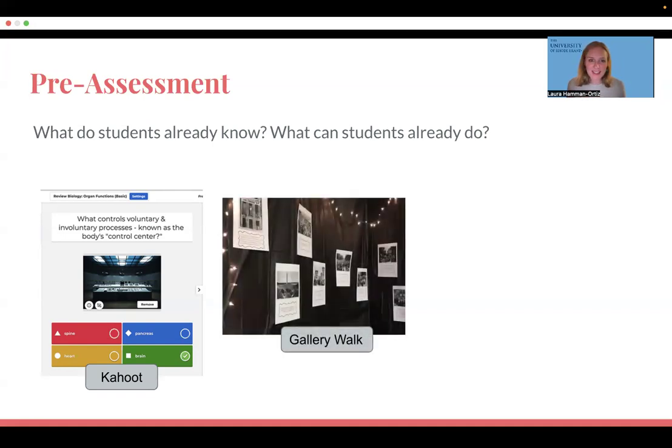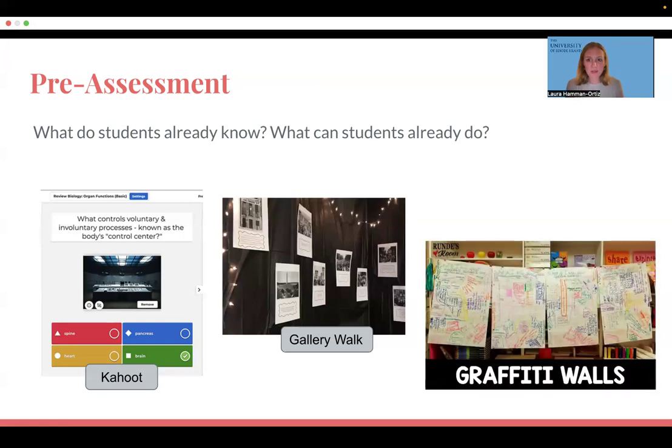I love using activities like a gallery walk, where you might put some images or questions around the room and have students walk around and write something they know about that image or that topic or question, or any questions that they have. And so it gives you a chance to get a brain dump of what students know about the topic.